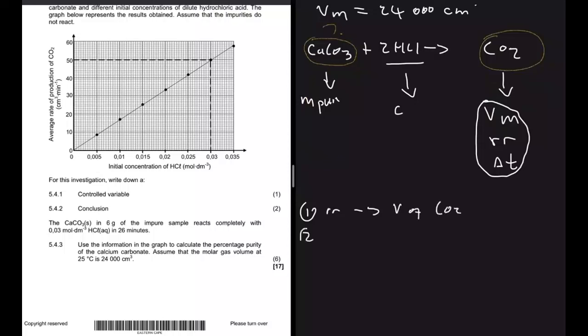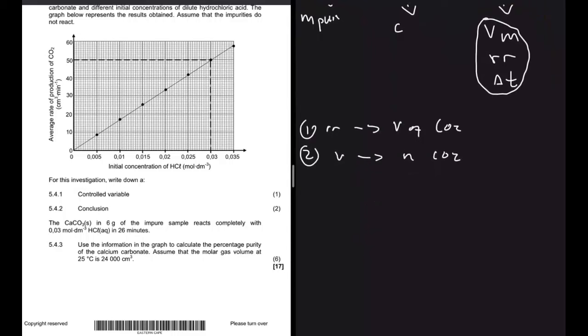After we've used the reaction rate to calculate the volume of CO2, we can use the volume of CO2 to calculate the number of moles of CO2. After that, we can use the number of moles of CO2 to calculate the number of moles of CaCO3 and ultimately calculate the mass. The thing about this question is that there's no formula I can give you to use in every situation. You have to read the question and understand it, and then you can take it from there.